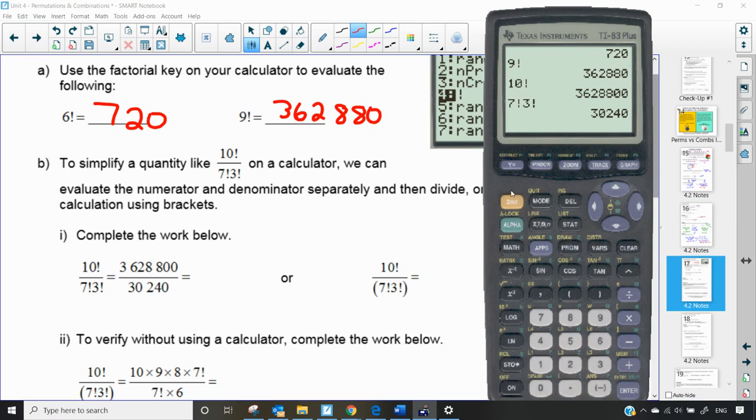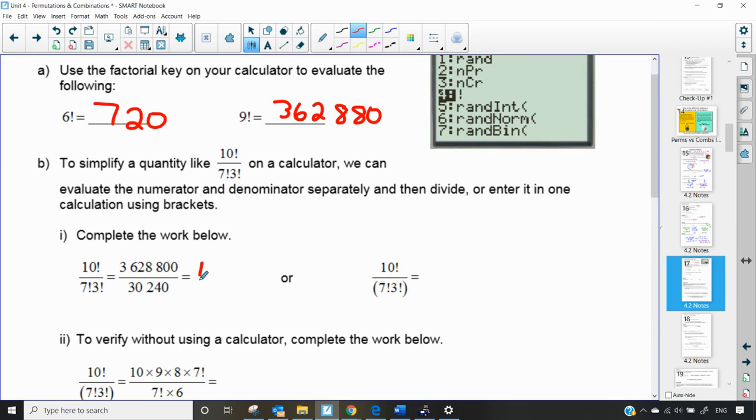But it's important if you do it in one step that you make sure you use brackets. So I can go 10 math 4 divided by bracket. If we don't use the brackets, it's going to divide 10 factorial by 7 factorial first and then multiply by the 3. And that's not what we want. 4, 3, math, 4, close your brackets, and we get 120. So both of these answers will give me 120.